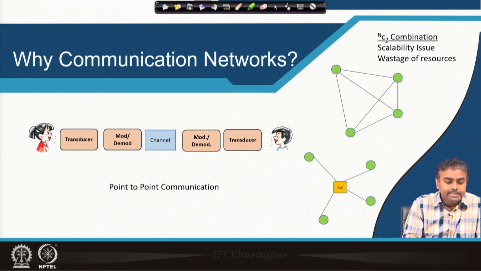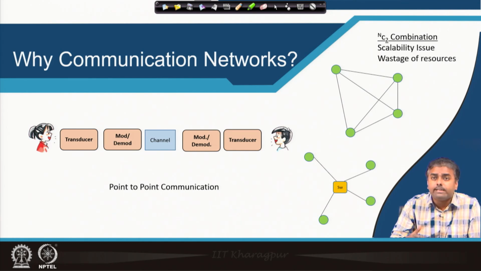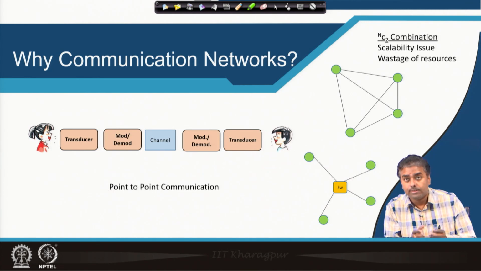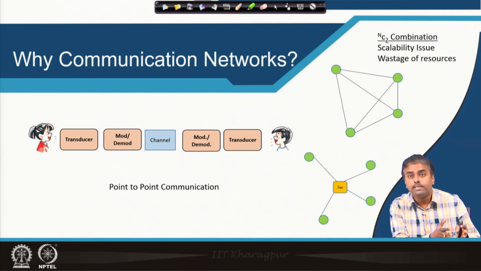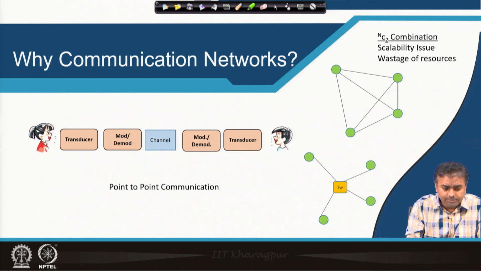So, what do we do? Whatever you say, let us say voice, whatever you talk, the first thing is a transducer. That will convert your sound energy into an electrical signal. So, the transducer is the first part, which converts the information you have to transfer into a corresponding equivalent electrical signal.